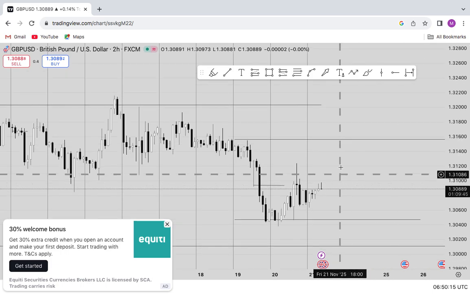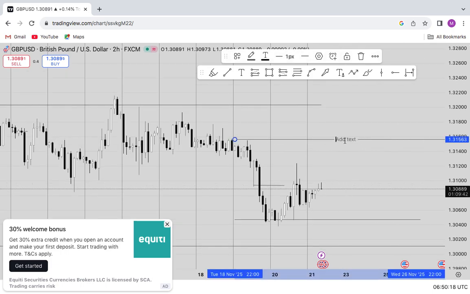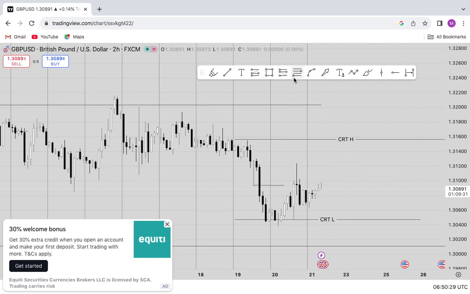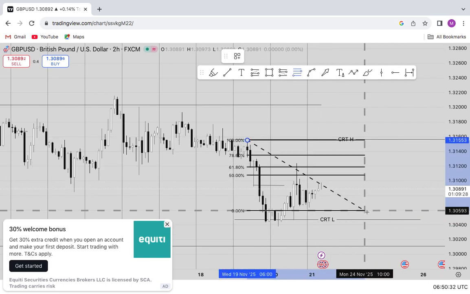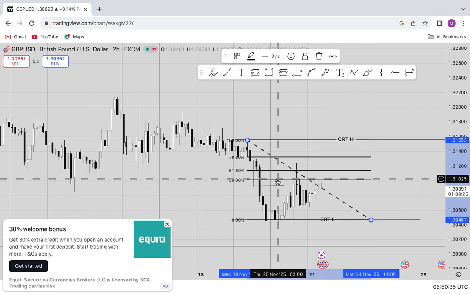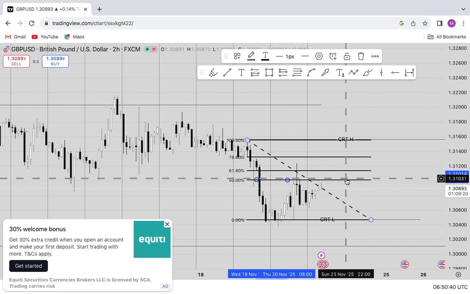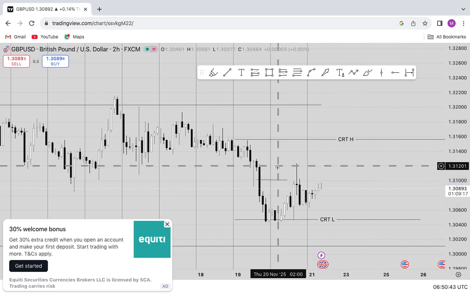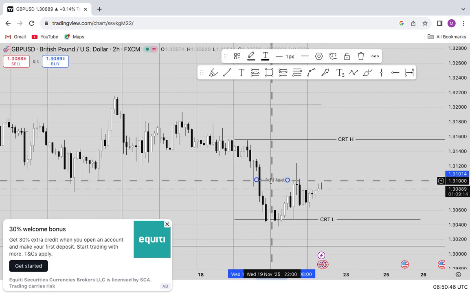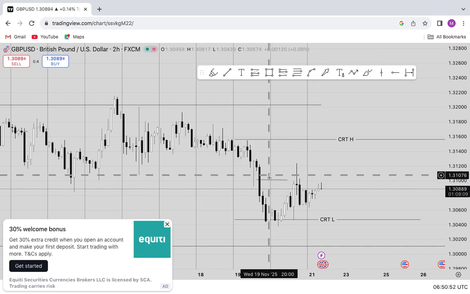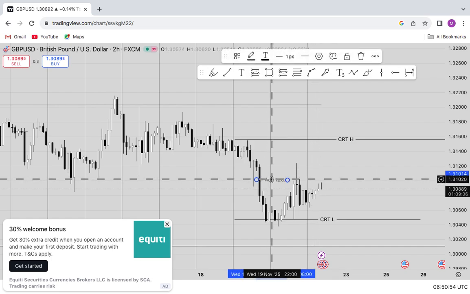So what should I be expecting? Okay, CRT high, CRT low down here. Our 50% key level has been respected, and I will be looking at price to give us a pullback before a continuation to buy.